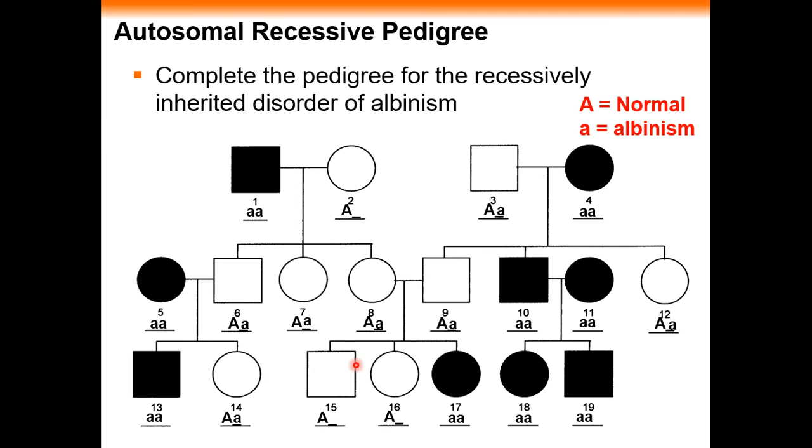This capital A could be from mom. This capital A here could be from dad. They might have both passed on the capital A. One might have passed on a capital A. One might have passed on a lowercase a. We don't know. And the same thing here, we don't know.